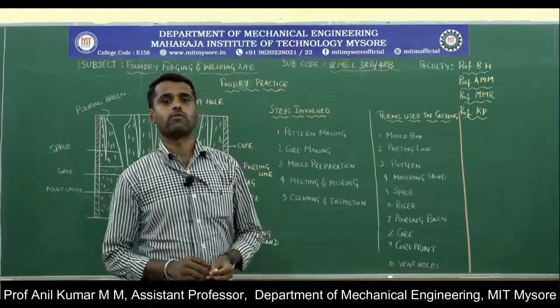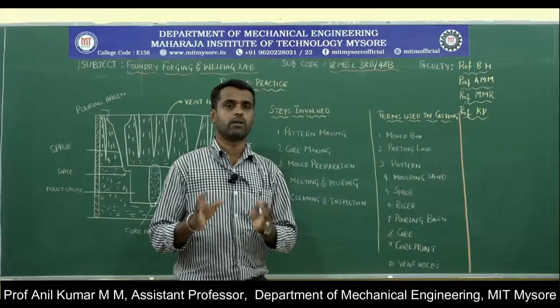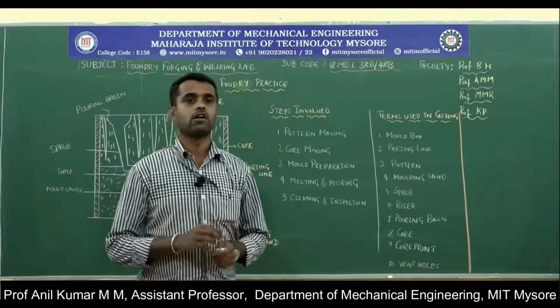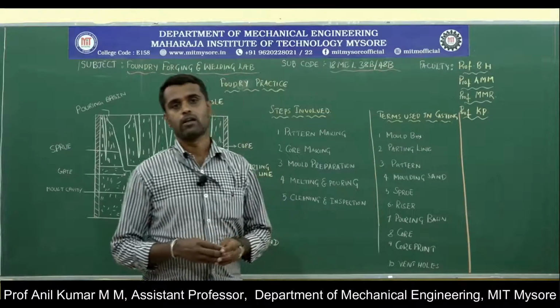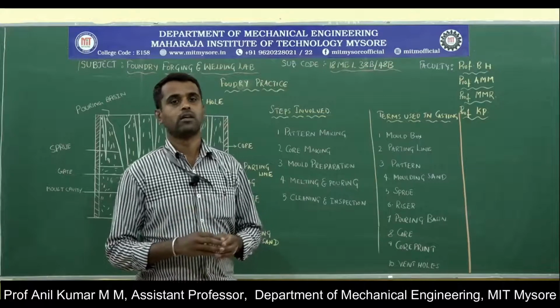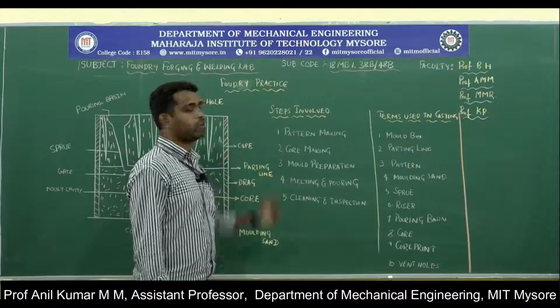Coming to the non-ferrous foundry, non-ferrous foundry means only the non-ferrous materials are casted. Examples of non-ferrous materials are aluminum alloy, copper alloy, and magnesium alloy. These things are casted in that place, which we can call the non-ferrous foundry.